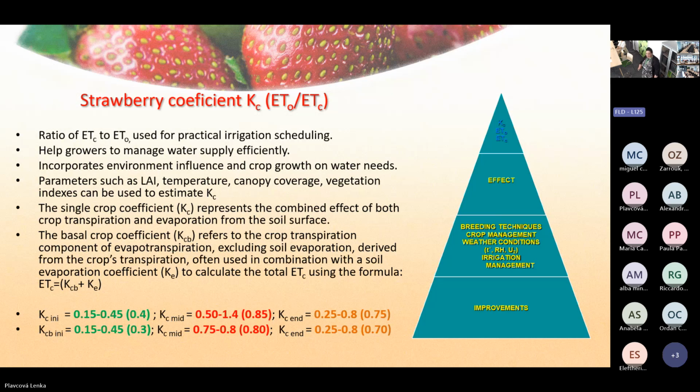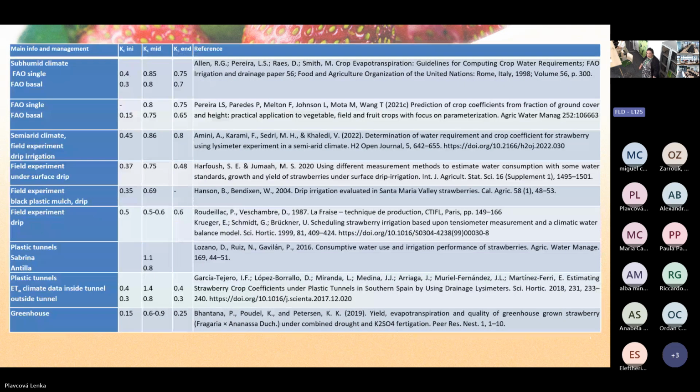These values here in the middle are proposed for the single and for the basal crop coefficient, for initial, mid-season, and end season. And these values are those that I found in the literature. You could see, for example, for this mid-season that it's a little bit out of the range. Some papers are published like that. We have to find out why. But it's important to evaluate all these papers and see what is going on.